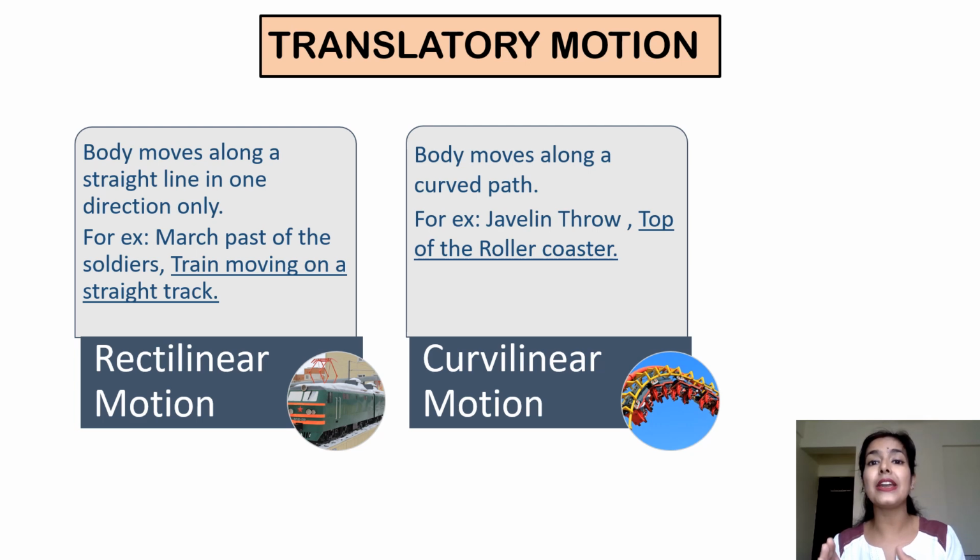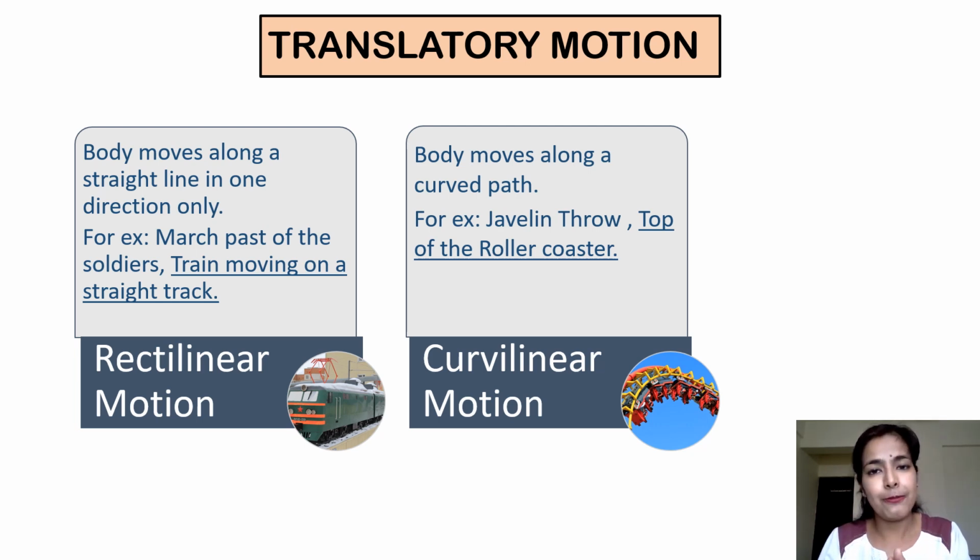Curvilinear motion means when a body takes this curved path. Fine. The top of a roller coaster. Fine. A merry-go-round, that is also, we can say, somewhat a curvilinear path. Then a javelin throw. Before touching the ground, it takes a curved path. So it is also a type of curvilinear motion. Hence, rectilinear motion and curvilinear motion together are known as translatory motion, because in these types of motion, the body moves as a whole.